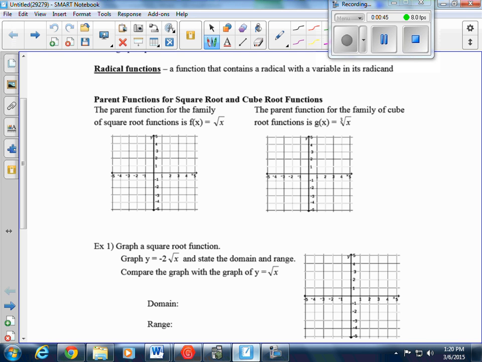If I put in 0, I'm going to get 0. If I put in 1, I'm going to get 1 because the square root of 1 is 1. If I put in 4, I'm going to get 2. And so my graph is going to look like this.